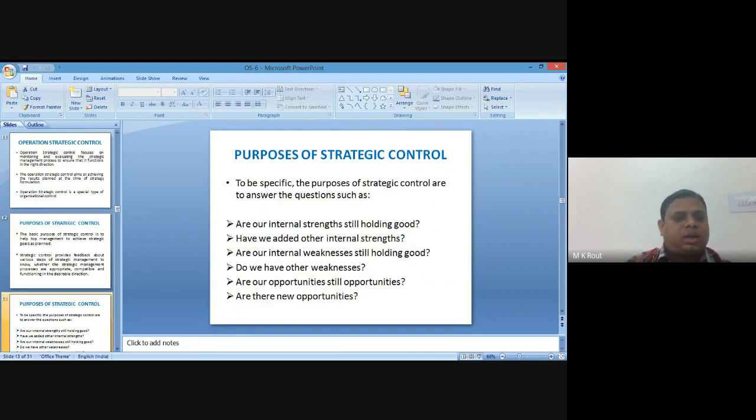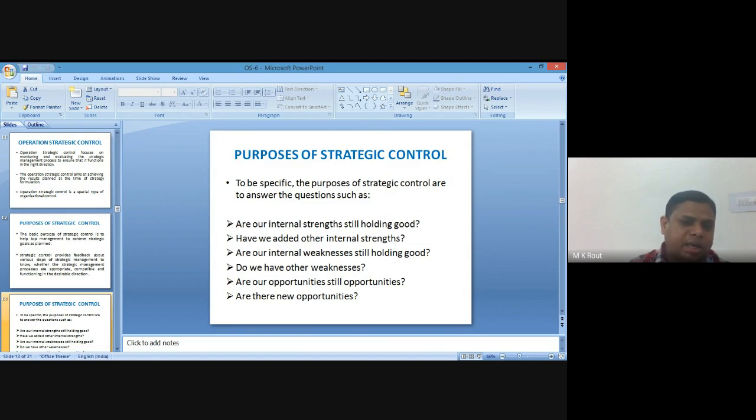The next part is the approach of operational strategy control. First point: is our internal strength still holding good? That directly focuses on your capabilities, which include man, machine, and material. Then, have we added other internal strengths? If you add, for example, recently developed technology, machines and tools, and employment of high skills, these are a type of value addition that increases the internal strength of the organization.